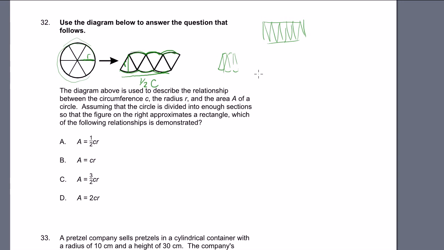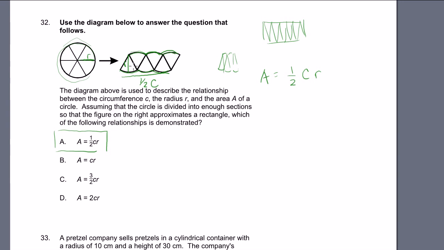So the area of this rectangle, which is the same thing as the area of this circle, because all we did is cut up the circle and rearrange it into a rectangle, or we approximated a rectangle. The area of the circle or the rectangle is going to be the base, which is equal to 1/2 times the circumference, times the height, which is the radius. And, well, lucky for me, that's actually the actual choice. Choice A. Just like that.